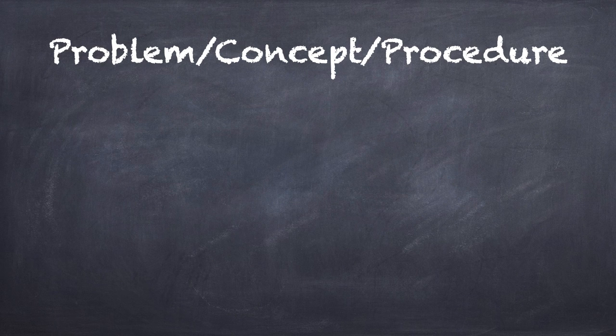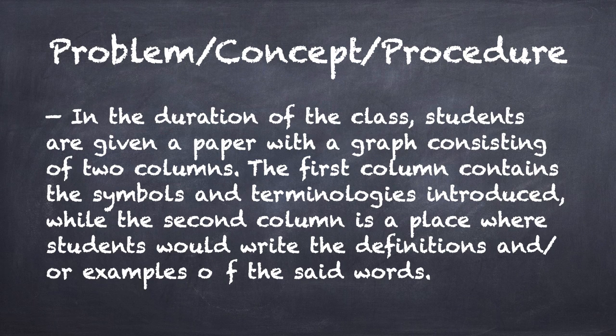The procedure that I will be using will be explained in this slide. In the first meeting of my class with the topic algebra, introduction of terminologies, students will be given a paper with a graph or a table with two columns. The first column will be containing the symbols and the terminologies that will be introduced by the teacher, while the second column is blank. It will be a place where the students will write the definitions and or examples of the said words.